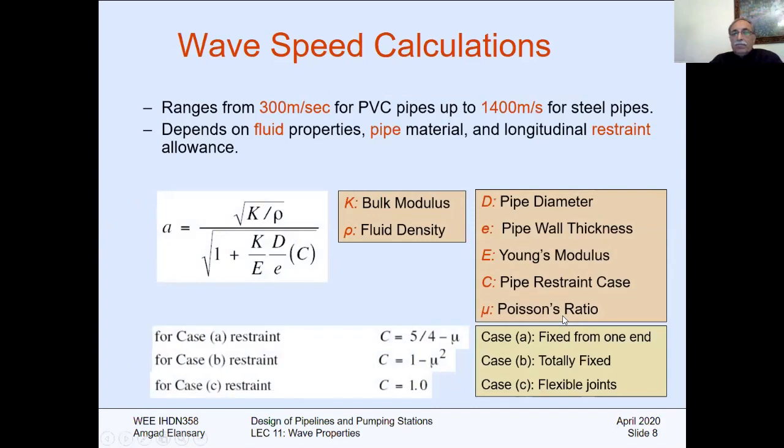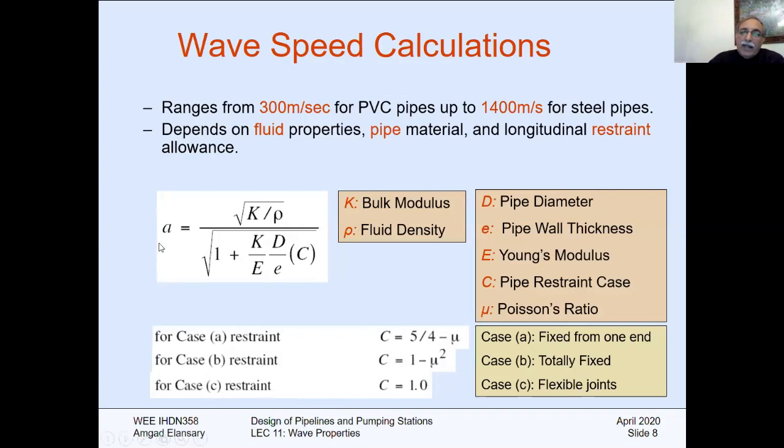Wave speed, again, ranges between 300 meters per second for PVC pipe up to 1,400 meters per second for steel pipe. It depends on fluid property, pipe material, and longitudinal strain.